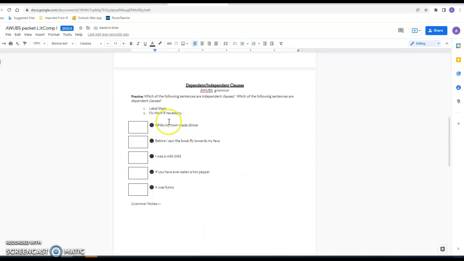All right, welcome back. So, "When my mom made dinner," what? That's not a complete thought, right? That's a dependent clause. "When" is your AWUBS. You would add a comma and you would do this: When my mom made dinner, comma, I loved eating spaghetti. The next one, same issue, right? It's not quite complete. It is a dependent clause, sad face, thumbs down. Before I saw the book fly towards my face, comma, I ducked.